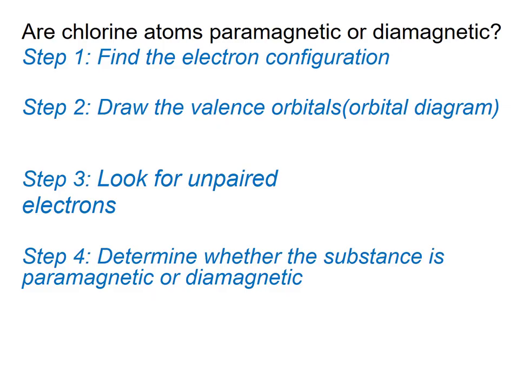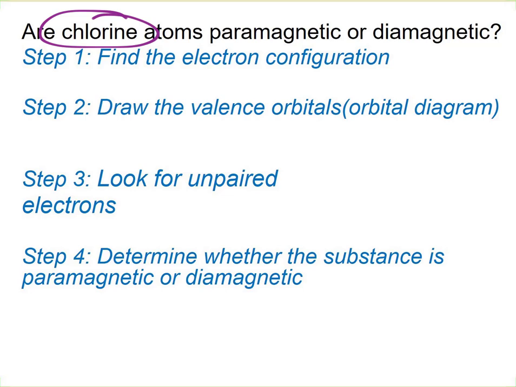So we can practice figuring out if something is paramagnetic or diamagnetic. So first find the electron configuration, draw your orbital diagram. Usually just the last one can show you if it's all paired up or if it's not paired up. And then if it is all paired up, then it would be diamagnetic, and if it wasn't, then it would be paramagnetic. So let's do chlorine.